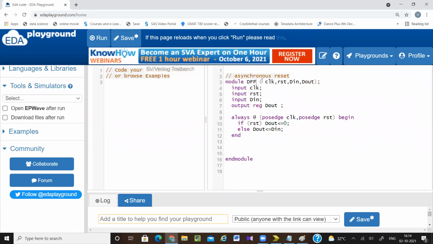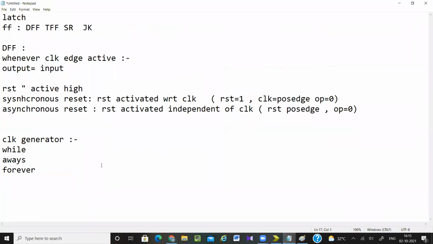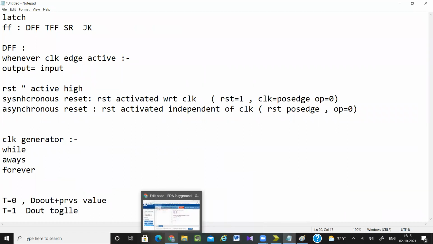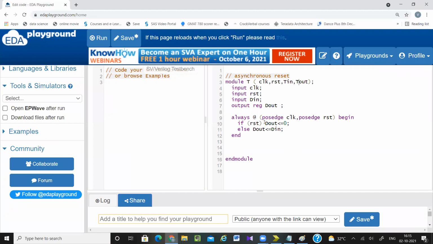So now I'm writing for T flip-flop. T in, T out. So what is the behavior of a T flip-flop? Whenever T equal to 0, the output is equal to its previous value. And whenever T equal to 1, the output will toggle. That means it will change its previous value. If the previous value is 0, it will go to 1. If it is 1, it will go to 0.